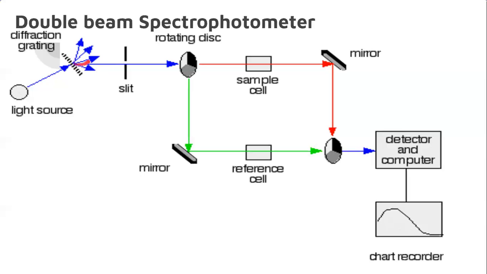The role of this diffracting grating is that it acts as a prism. What is the role of a prism? The prism splits the light into different components of wavelength. This diffracting grating rotates. What is the use of rotating the diffracting grating? By rotating it, we can send all the spectrum of this light into the spectrophotometer through this slit.